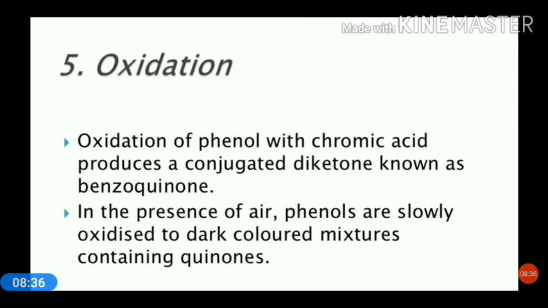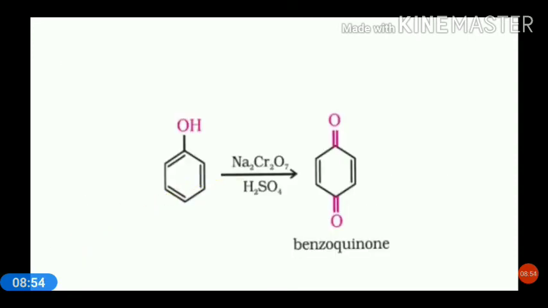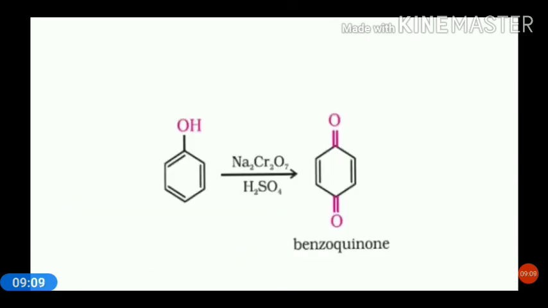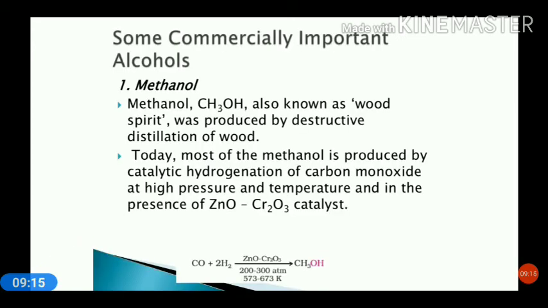Next is the oxidation reaction. Oxidation of phenol with chromic acid produces a conjugated diketone known as benzoquinone. It means oxidation of phenol will take place at both positions, here also and here also. So, in the presence of a strong oxidizing agent, the reaction will take place and the product formed is known as benzoquinone. Now here the chemical properties of phenol are over.